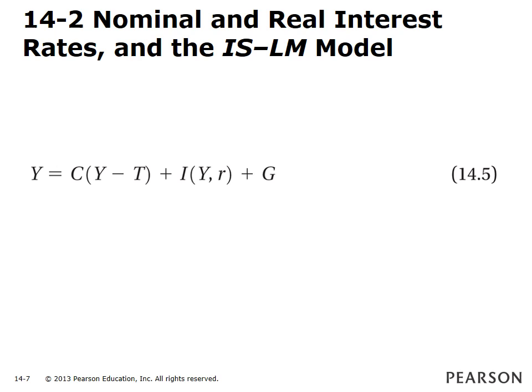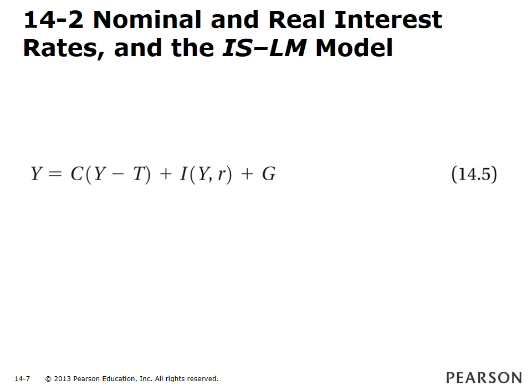Investors care about the real interest rate R. So in the IS relation shown in equation 14.5, we replace the nominal interest rate I with the real interest rate R. Investment spending and thus demand for goods depends on the real interest rate. The LM relation is not affected because demand for money depends on the opportunity cost of holding money, which continues to be I, the nominal interest rate.